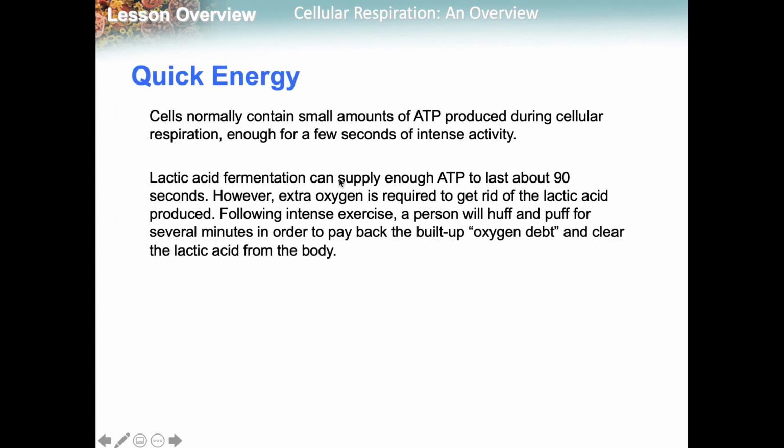Lactic acid fermentation can supply enough energy to last about only 90 seconds. Now, all the extra oxygen that's required to get rid of the lactic acid is going to be the issue. So sometimes we don't get rid of all the lactic acid buildup, and that causes the soreness in our muscles.